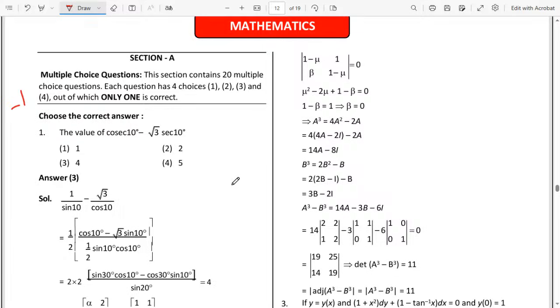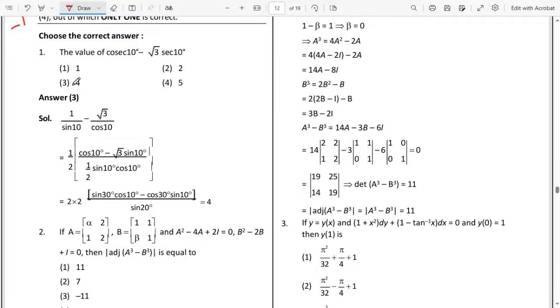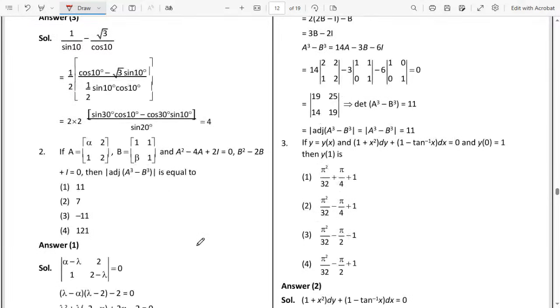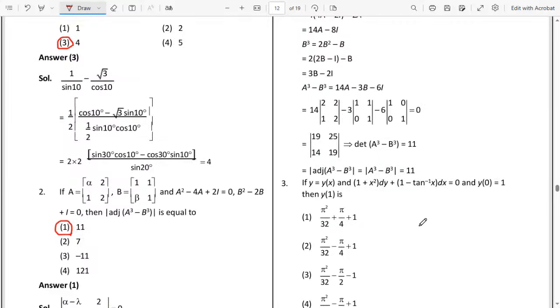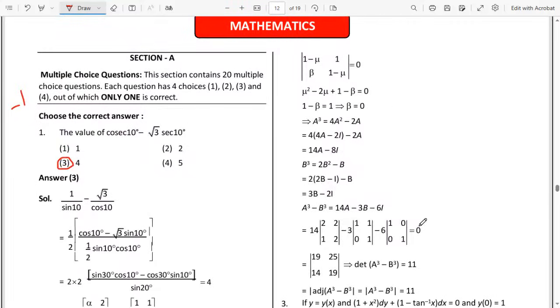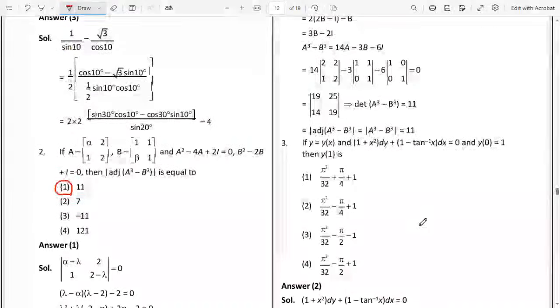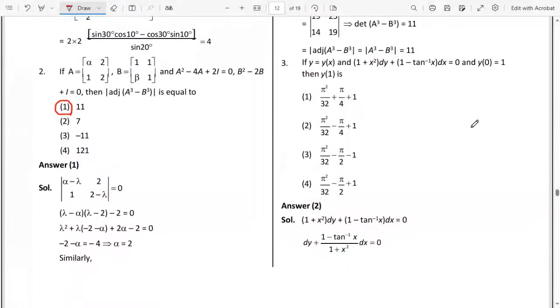Choose the correct answer. Yes, question number 1, the value of cosec 10 degree is, yes, so the answer 3 is correct option students, that is 4. Next, question number 2. Yes, option 1 is correct option students. Next, question number 3. Option 2 is the correct option students.